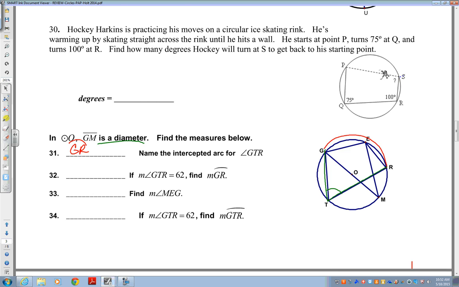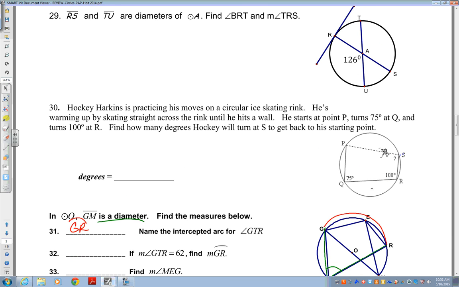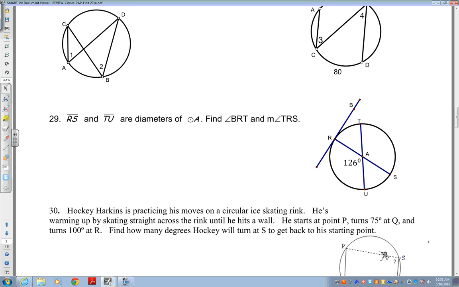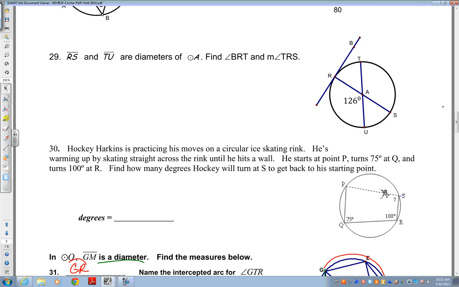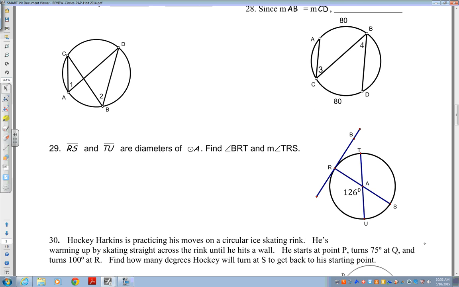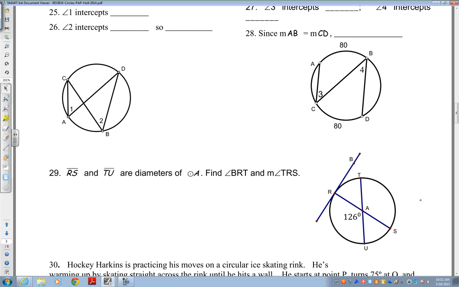All right. I had people ask about 30. Don't make this more difficult than it needs to be. Yeah, they're supplementary. Yeah, 180 minus 75. Oh, yeah, it's not a trick. The easy ones are the trick questions? Because they're so easy?